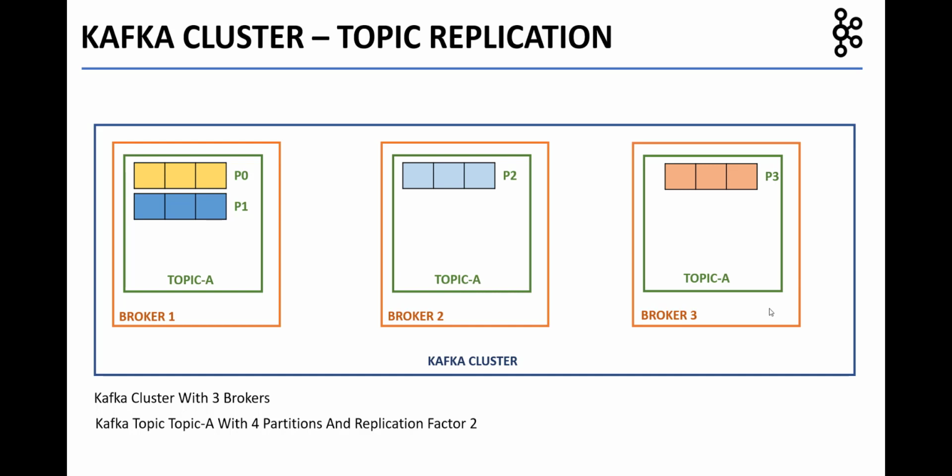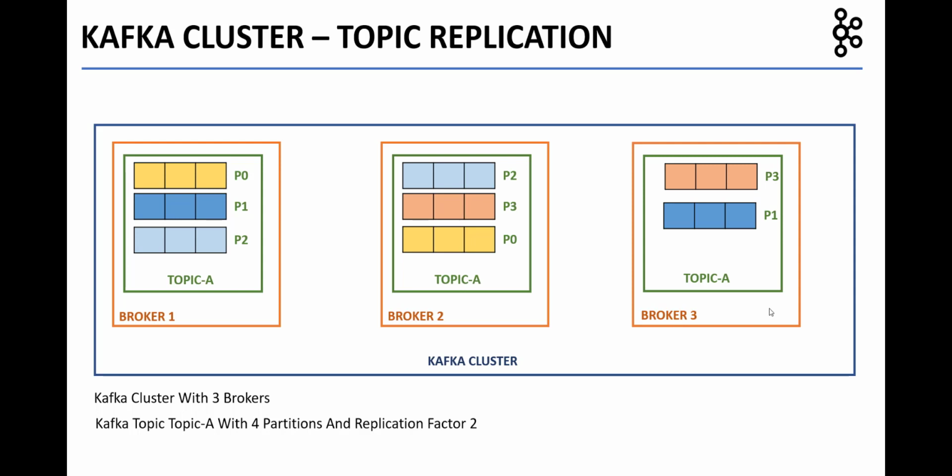When you create a topic, you can define a replication factor. Replication factor defines how many copies of a partition you want. For example, you can create topic A with a replication factor of 2. When you define a replication factor of 2, 2 copies of each partition are created across different brokers. So, for example, a copy of partition 0 is created in broker 2, a copy of partition 1 is created in broker 3, a copy of partition 2 is created in broker 1, and a copy of partition 3 is created in broker 2.